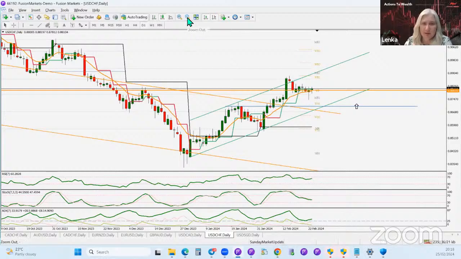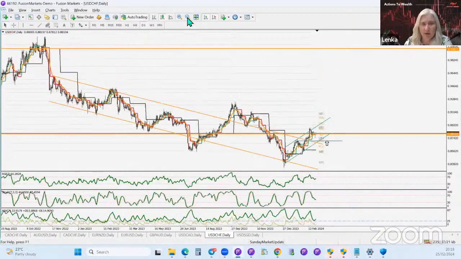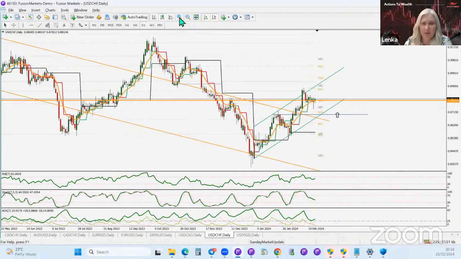On this, I'm looking at that level being broken. So if we have a higher low, I'm looking for long opportunities on USD CHF.